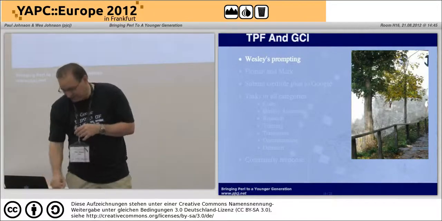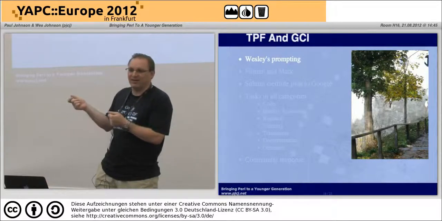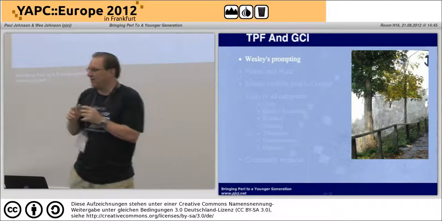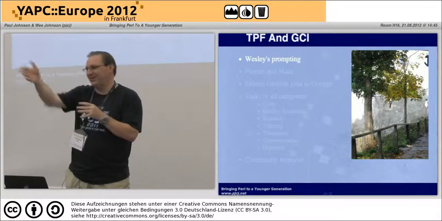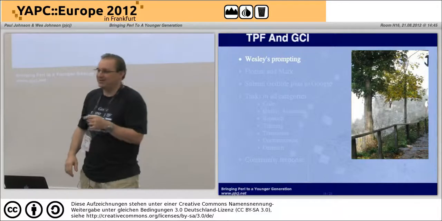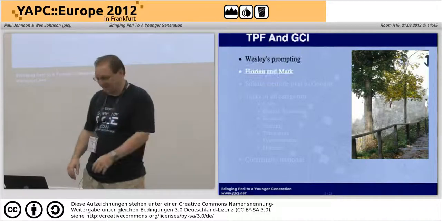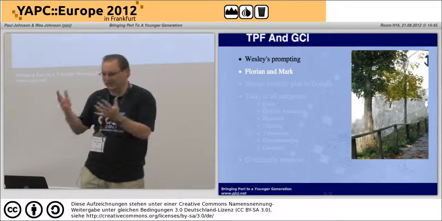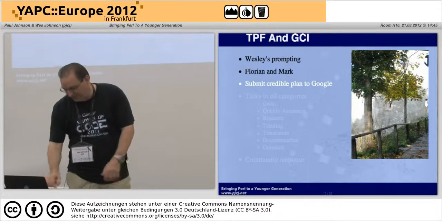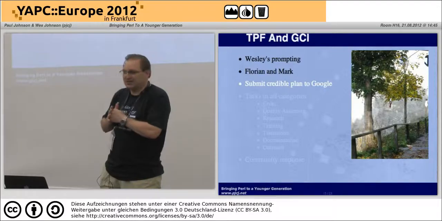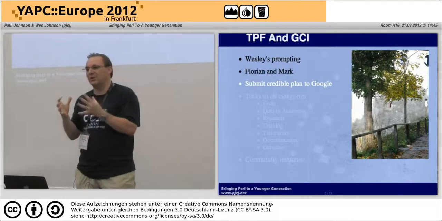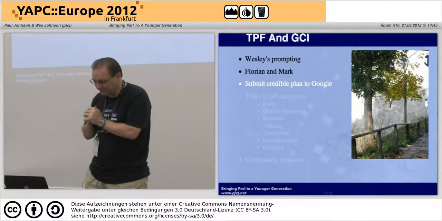Last year, around about October time, Wesley tweeted out that he was really looking forward to GCI this year. And Mark Keating, wherever he is, replied to that, and he CC'd in me and Florian and said, hey, we really should start organizing that then. So we got together and we did. We worked out what we needed to do. And what we first needed to do was submit a credible plan to Google to show how we would be able to run GCI as an organization.